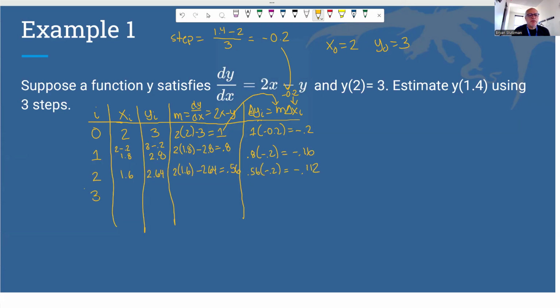So my last step, I end up at x equals 1.4. My y value would be 2.53-ish. And I can stop because I ended up at my final point. So my approximate y of 1.4 is approximately equal to 2.53. All right, let's take a look at how that happened.